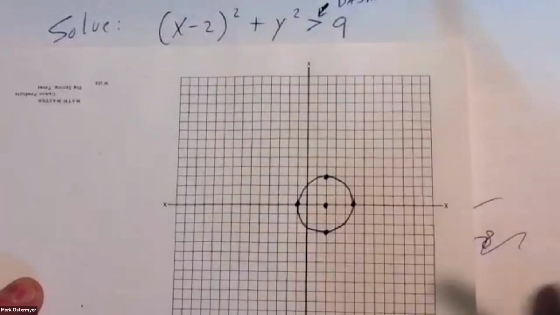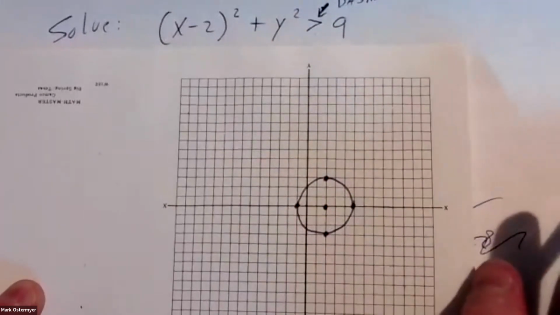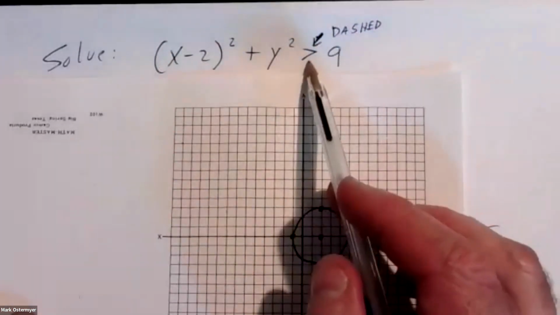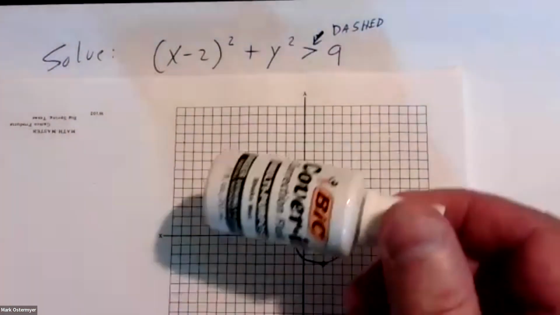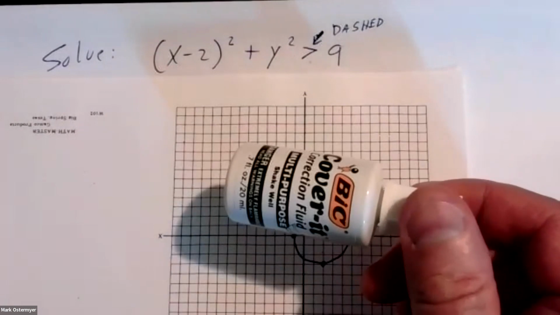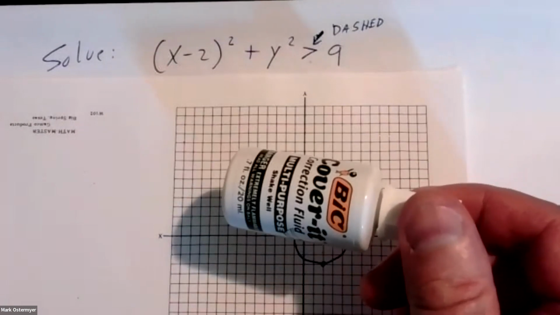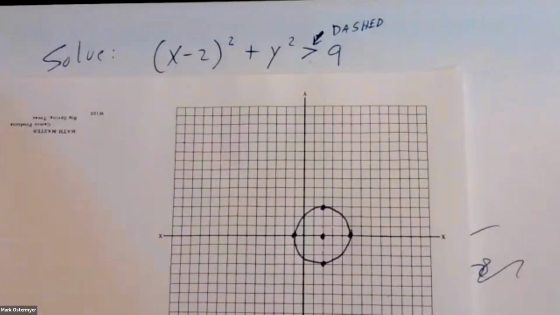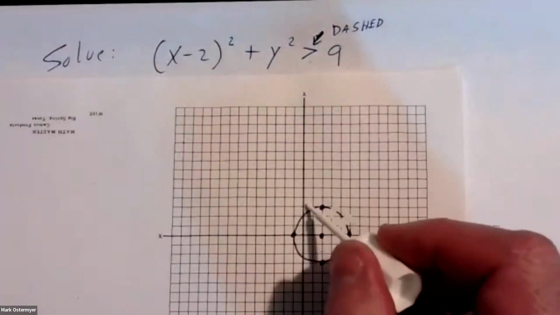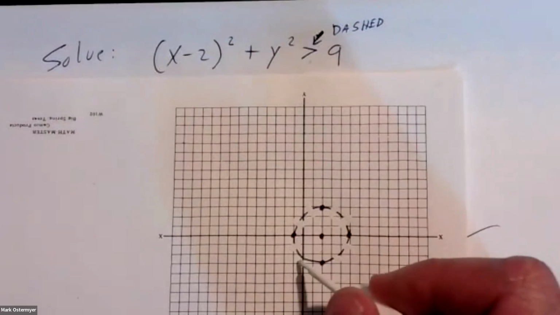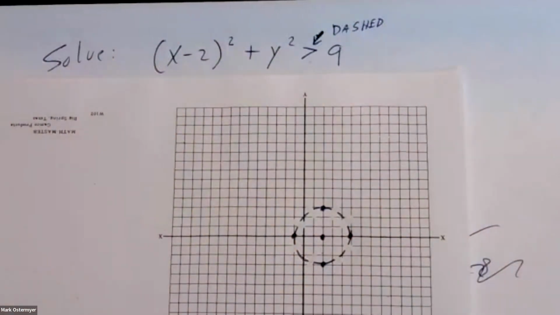So there's our circle, but I made a mistake because it should be what kind of a boundary? It should not be solid, it should be dashed. But we're in luck because I also bought this at the dollar store. Whiteout, my best friend. So I will make it a dashed boundary. No problem. Now we have a dashed boundary. Do you see that there? A little bit of whiteout.